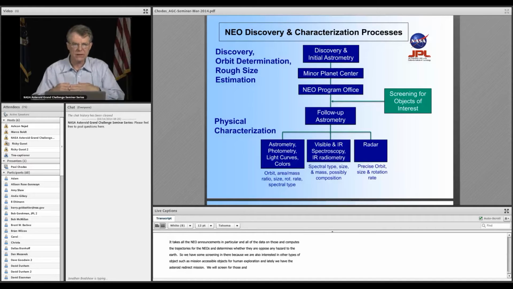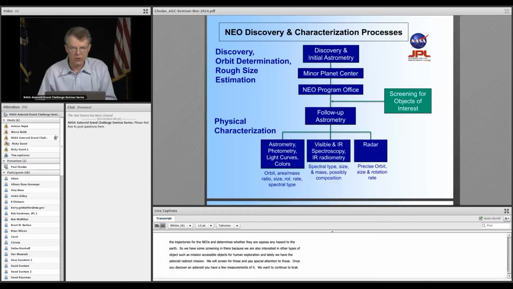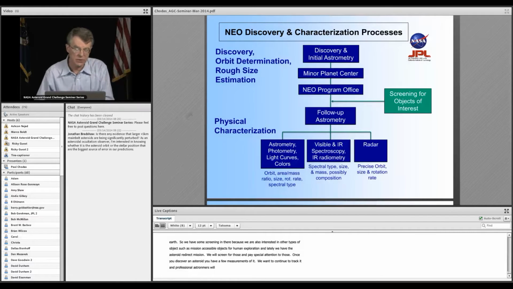A very important piece here is follow-up astrometry. That is to say, once you discover an asteroid, you have a few measurements of it. We don't want to stop observing it. We need to continue to track it. And professional astronomers and amateur astronomers around the world will continue to track asteroids whenever they are bright enough and observable. And so we will accumulate a set of observations over time. The follow-up is very important, and this is a place where amateur astronomers have an important role.